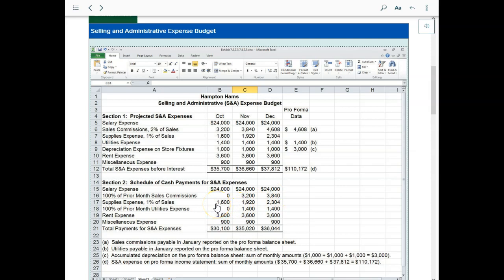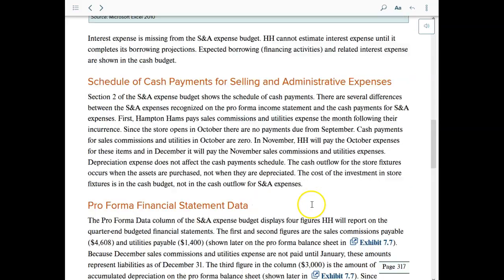Now, supplies expense, that'll be paid cash every month. Utilities expense, well, this is their estimate for utility usage each month, so that is an expense each month. But they probably will not receive the bill until just after the month ends. So the $1,400 estimated utilities expense for October will not be paid for until November. Same way November will not be paid for until December, and December's utilities expense will not be paid for until the next year into January. Rent is paid each month, cash, as well as your miscellaneous expenses. Now, they don't give a lot of explanation below here about that.